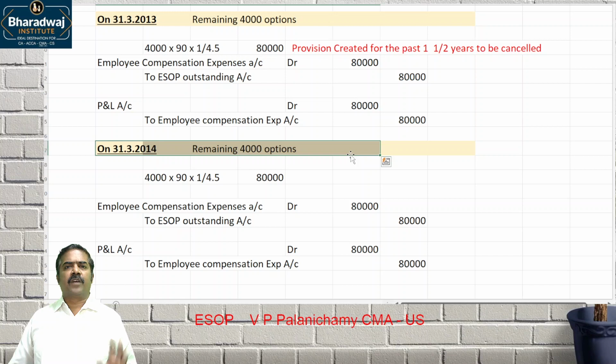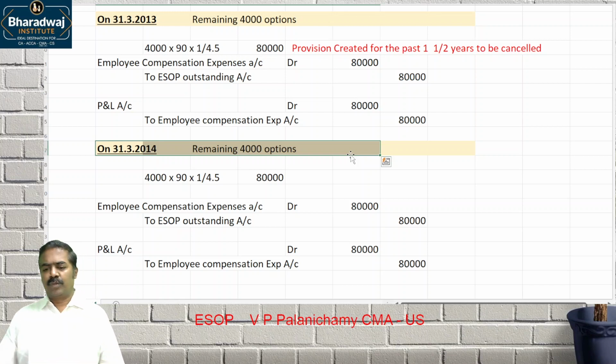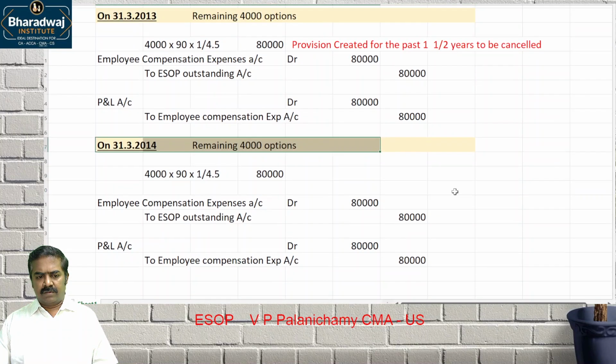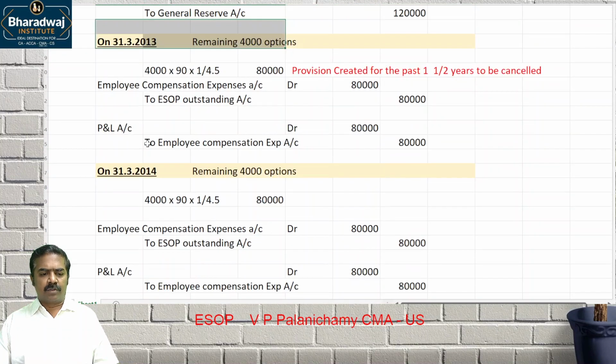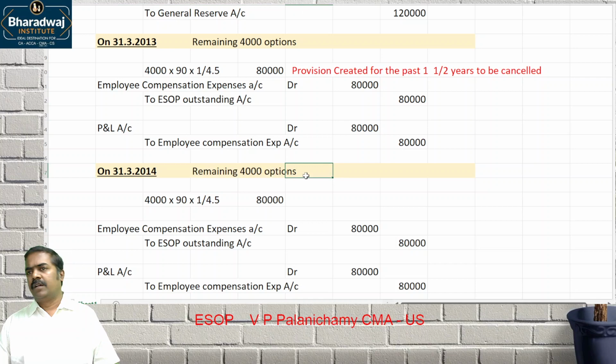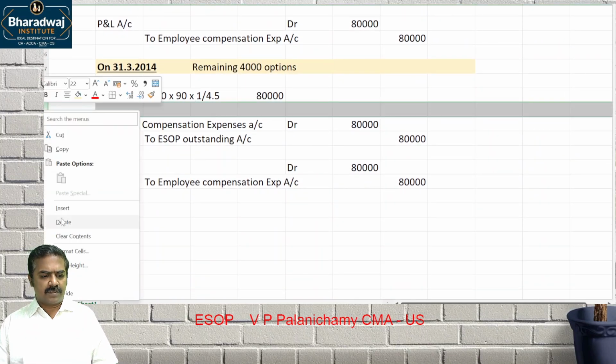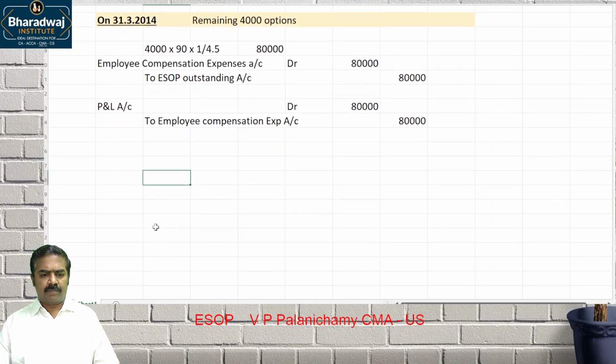So finally, for how many options did we pass the journal entry? 4,000 options. You can check either by preparing a ledger account or a statement. As on 31st March 2013 or 2014, 4,000 options are there, and we pass a journal entry based on those 4,000 options. Done.